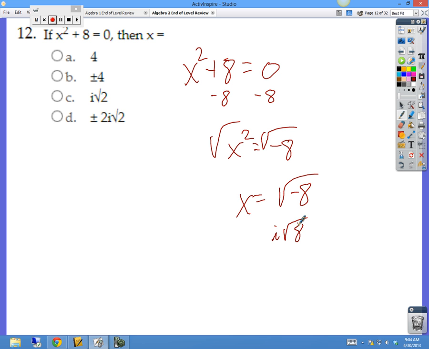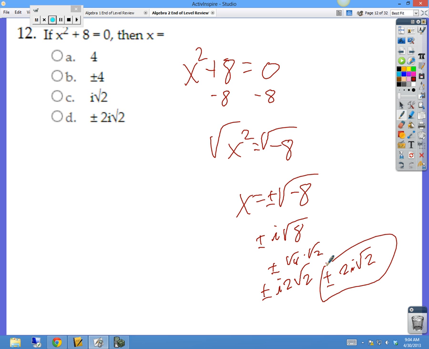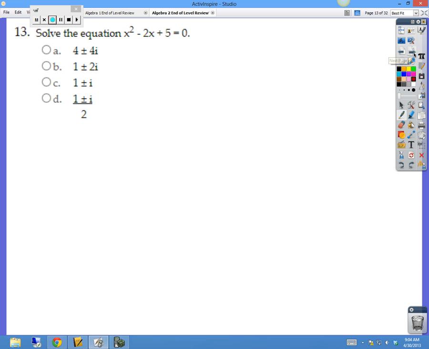The square root of 8 is the same thing as the square root of 4 times the square root of 2. So it's going to be imaginary times 2 times the square root of 2, or 2i times the square root of 2. But we forgot to do the plus or minus at the very first. So your answer's got to be plus or minus 2i times the square root of 2.